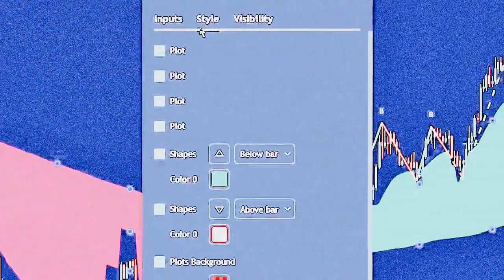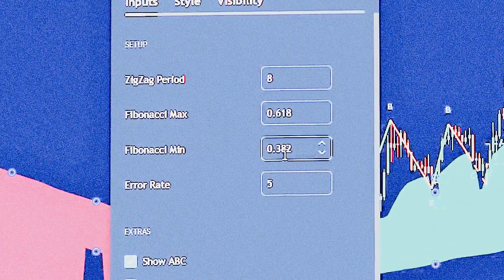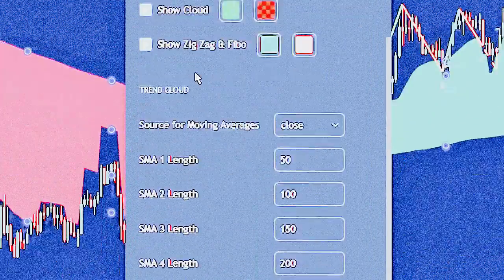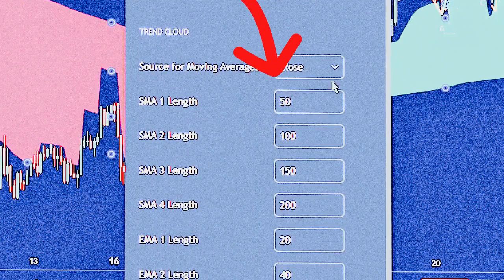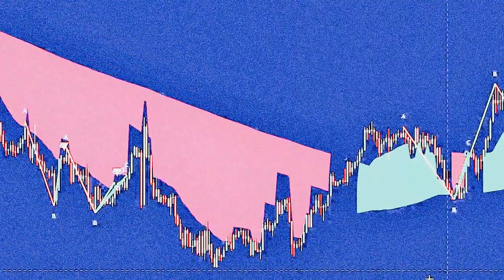If we head over to the Indicator Settings tab, we can see that the indicator identifies the ABC patterns by using the zigzag and the Fibonacci indicators. If we scroll down, we can also see that to calculate the trend cloud, the indicator makes use of multiple different moving averages. Now let's take a look at entries that can be made with the indicator.